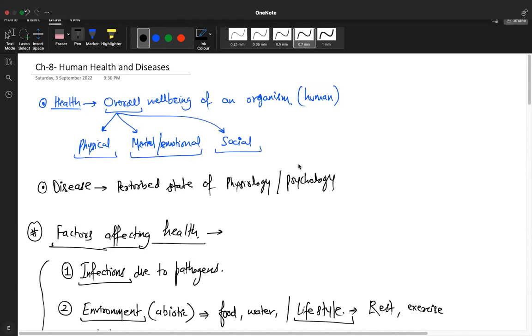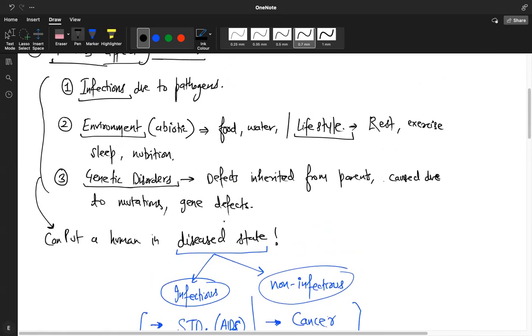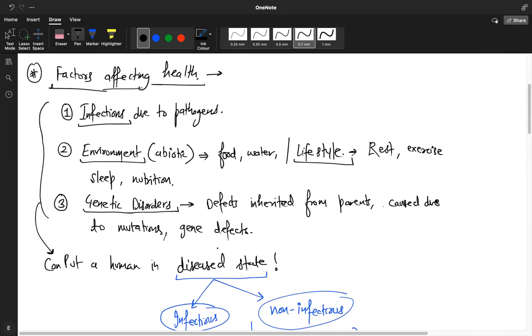The infections are due to pathogens. Environmental or abiotic factors are due to factors that affect the food, water, and lifestyle. Lifestyle as in the rest, exercise, sleep, and nutrition of the organism. And genetic disorders include defects which are inherited from parents and caused due to mutations and genetic defects.